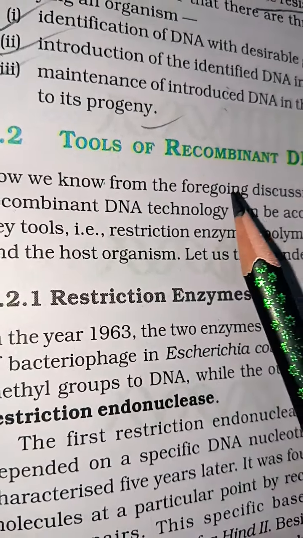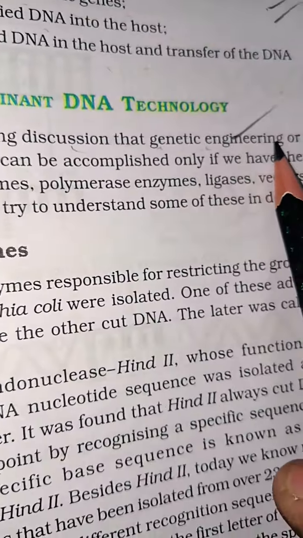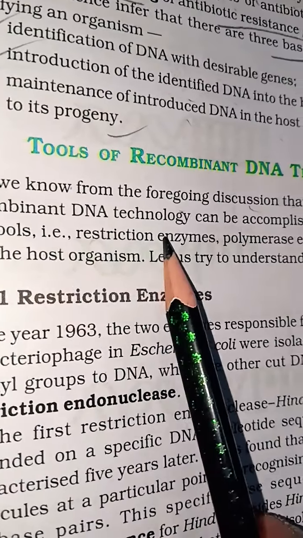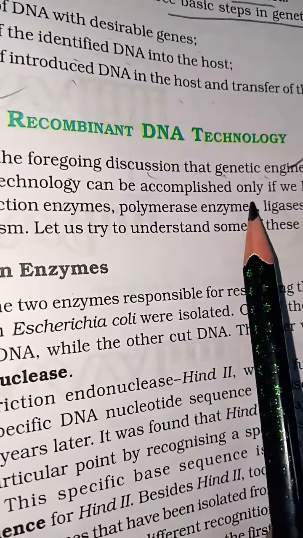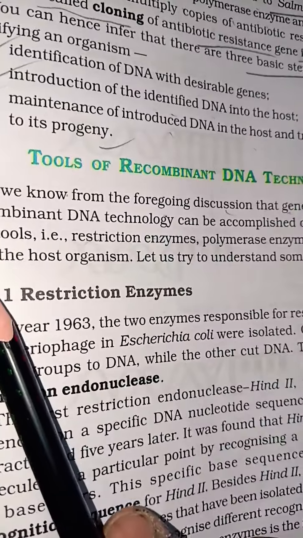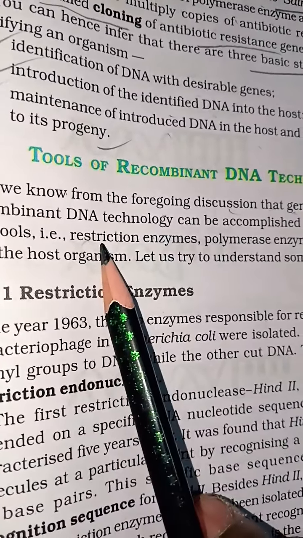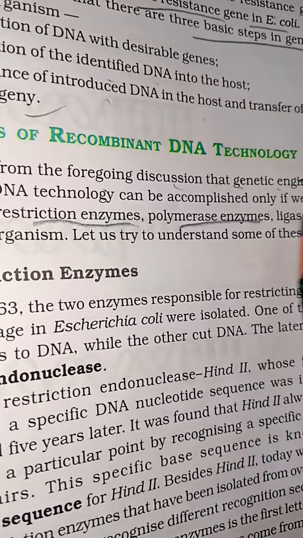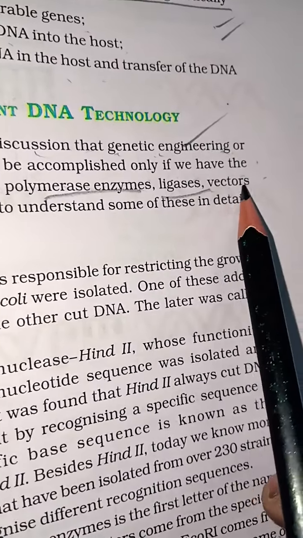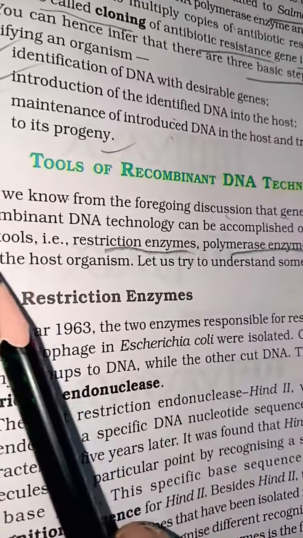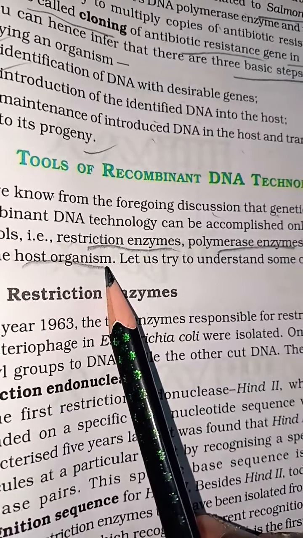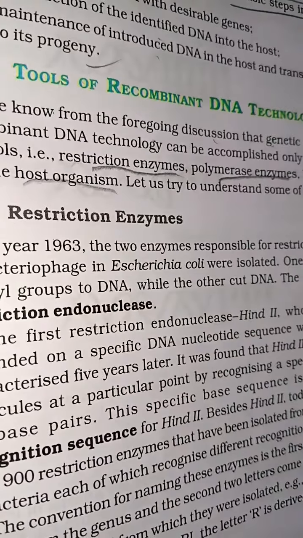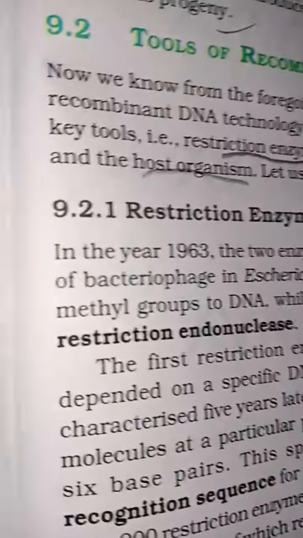Now we know from the foregoing discussion that genetic engineering or recombinant DNA technology can be accomplished only if we have the key tools: restriction enzymes, polymerase enzymes, ligases, vectors, and host organism. Let us try to understand some of these in detail. Now we will see one by one.